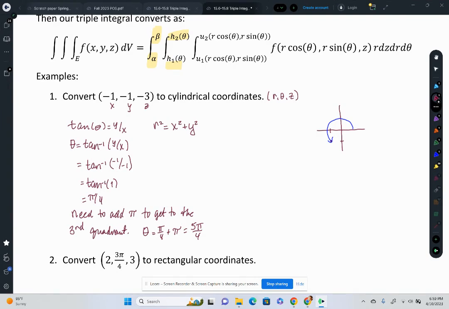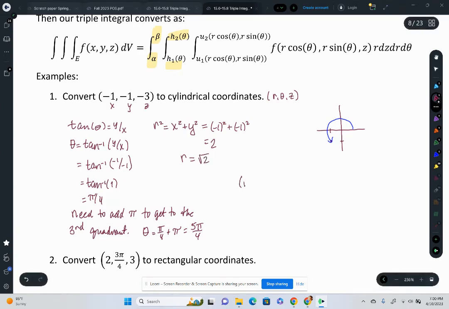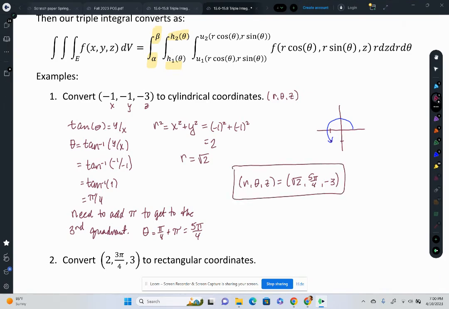Now r squared is x squared plus y squared. We're going to take the x and y values in here and we're going to square them. -1 squared plus -1 squared is going to give me 2, which means r is always positive. It's going to be the positive square root of 2. So what that means is that r, theta, z is equal to square root 2 for r, 5 pi over 4 for theta, and -3 for z since z didn't change at all. And that's how I deal with that.